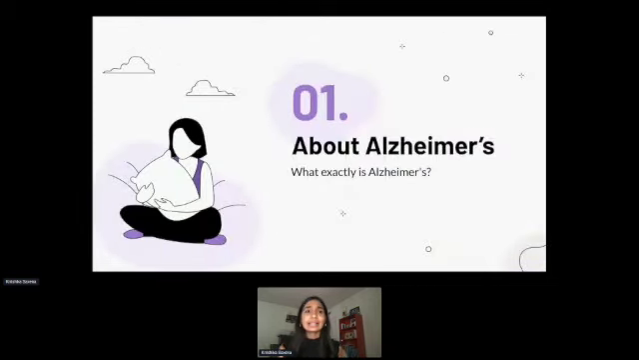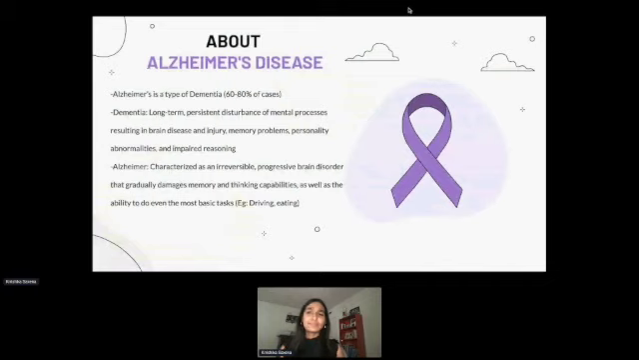So what exactly is Alzheimer's? I think many of you might have heard the name before, but not know what exactly it is. Alzheimer's is a type of dementia. It accounts for 60 to 80% of cases, so most of them. It's basically an irreversible progressive brain disorder that gradually damages memory and mental capability. Someone with Alzheimer's would have trouble driving, eating, just doing the most basic tasks. It gets severe as it advances.